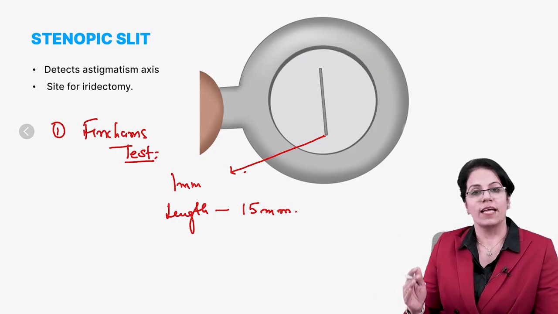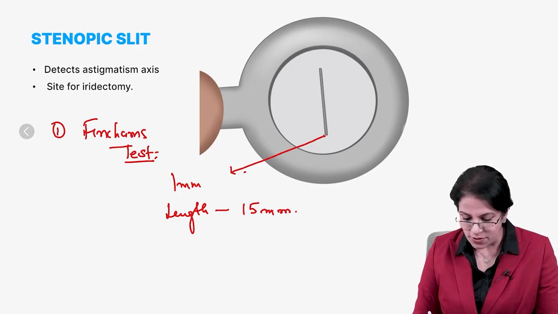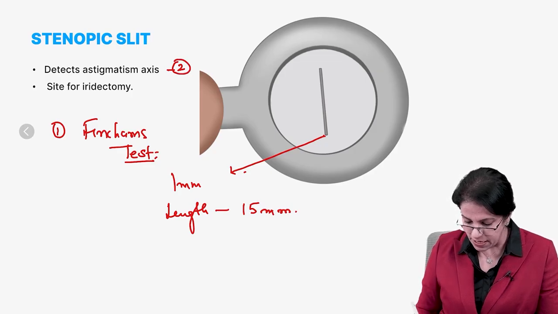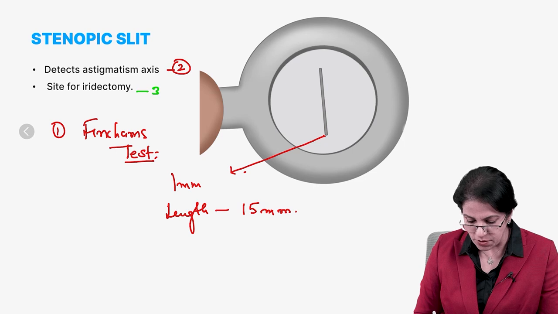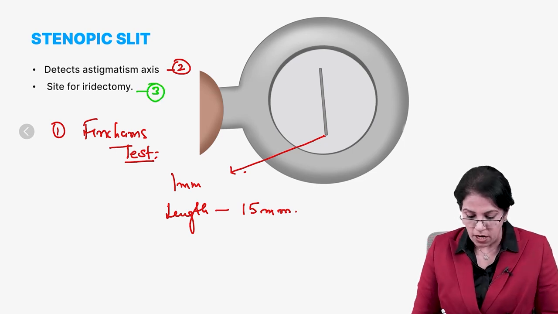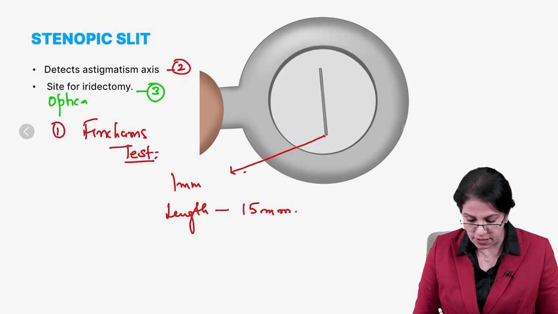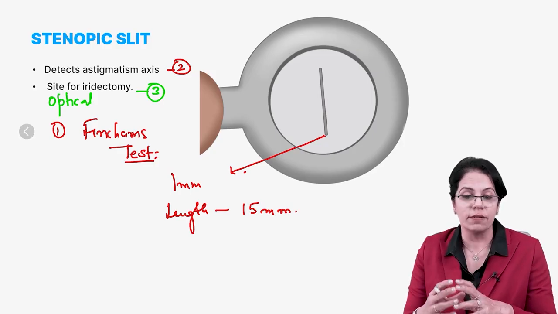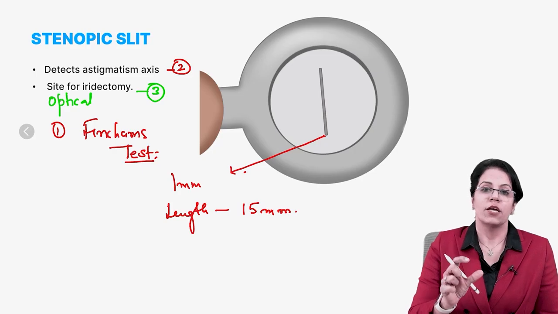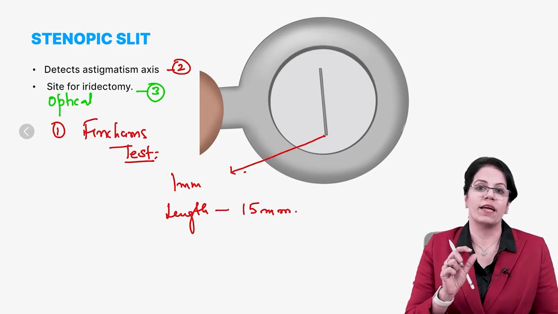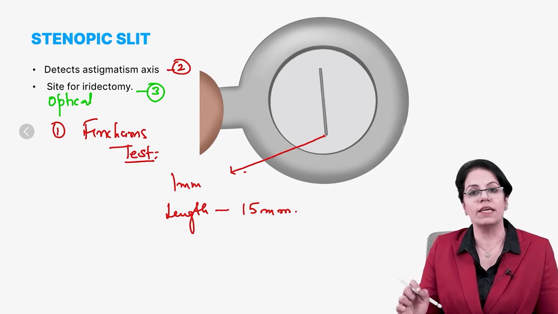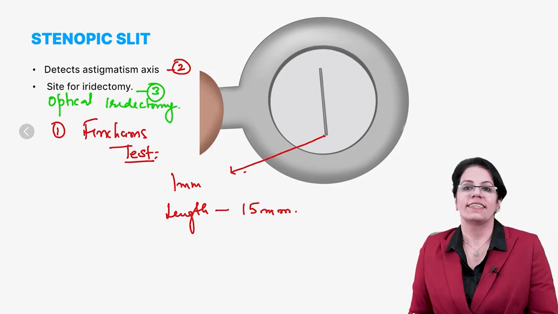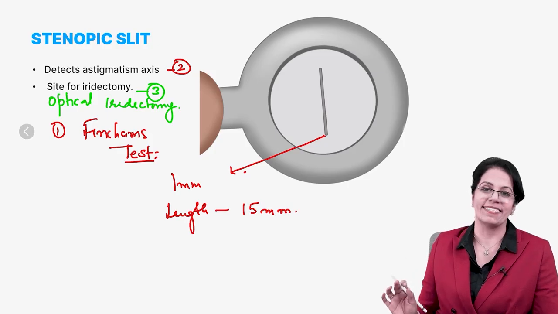Okay, what can be the second application of the stenopic slit? It is to detect the axis in astigmatism. And number 3 will be the site of iridectomy. Suppose an optical iridectomy has to be done to create a second pupil. If there is any central opacity, we can do an optical iridectomy. You can use the stenopic slit to assess where the vision can be best and maximum, and then you do the iridectomy accordingly. So, to assess the site of optical iridectomy. These are the 3 main roles of the stenopic slit, right?